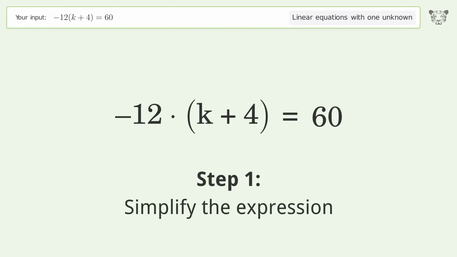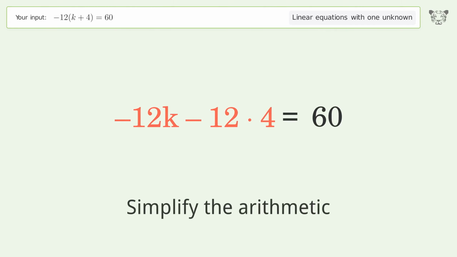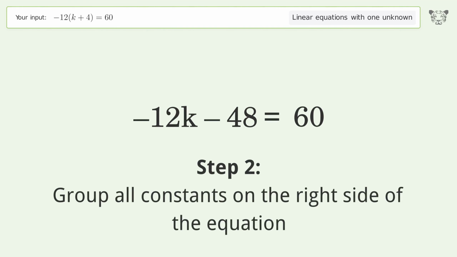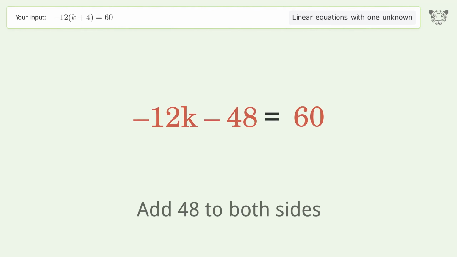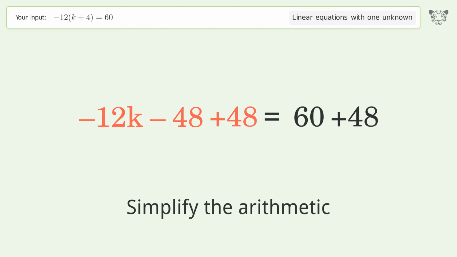Simplify the expression. Expand the parentheses. Simplify the arithmetic. Group all constants on the right side of the equation. Add 48 to both sides. Simplify the arithmetic.